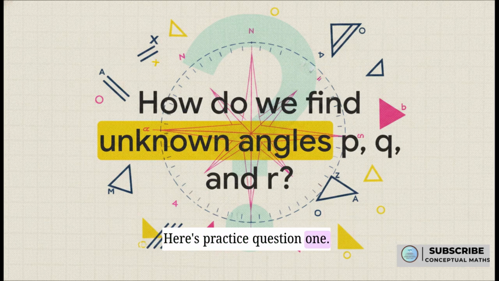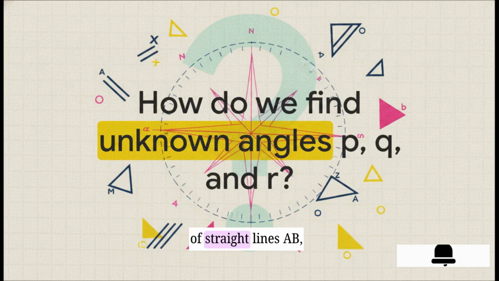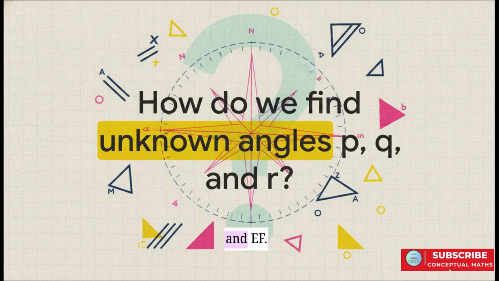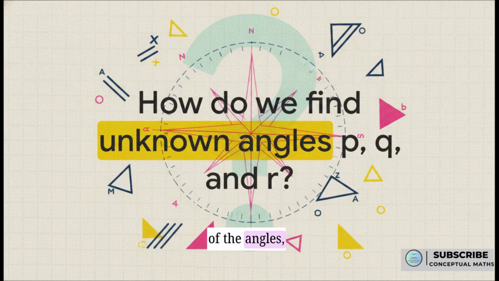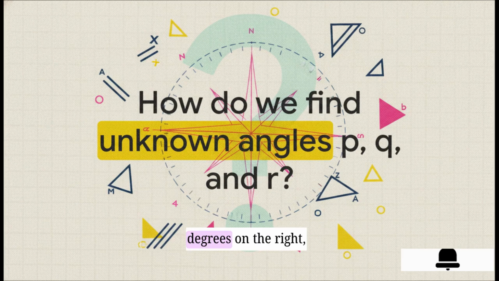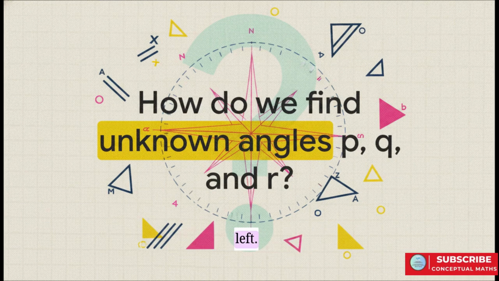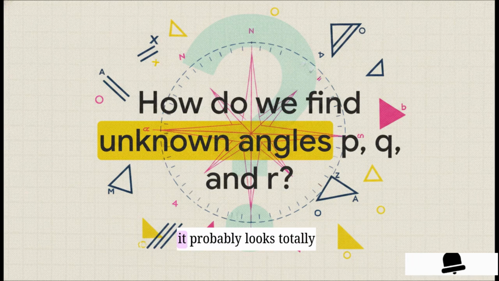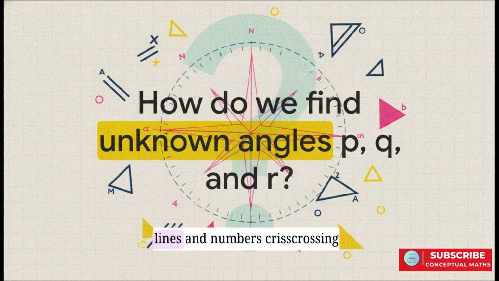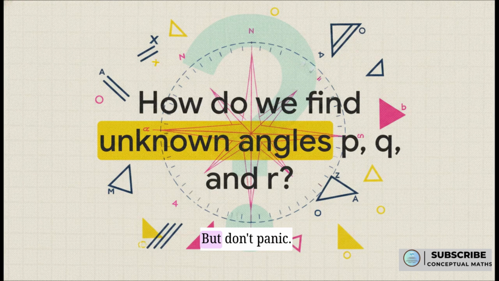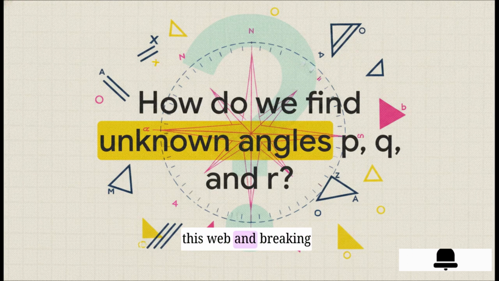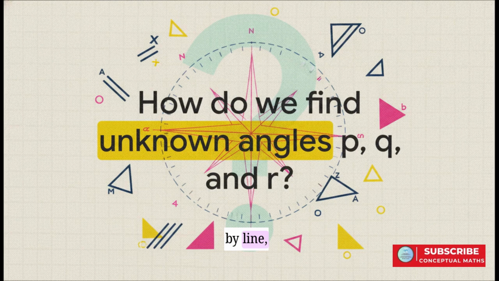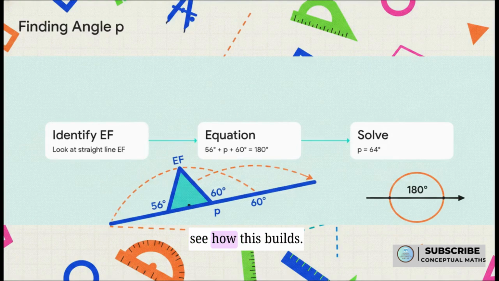Here's practice question 1. We're looking at an intersection made of straight lines AB, CD, and EF. We know 3 of the angles, 56 degrees top left, 60 degrees on the right, and 64 degrees bottom left. But we need to find the 3 unknown angles, P, Q, and R. Now I know, taking a first glance at this, it probably looks totally overwhelming. I mean, lines and numbers crisscrossing everywhere, but don't panic. By isolating this web and breaking it down strictly line by line, we are going to crack this case wide open. Let's move on and see how this builds.